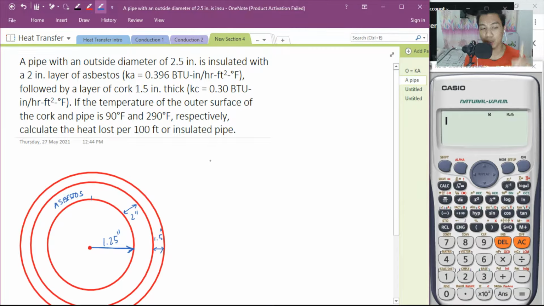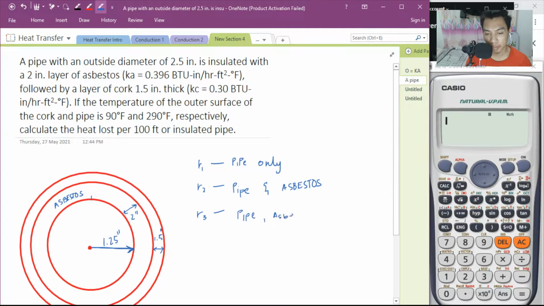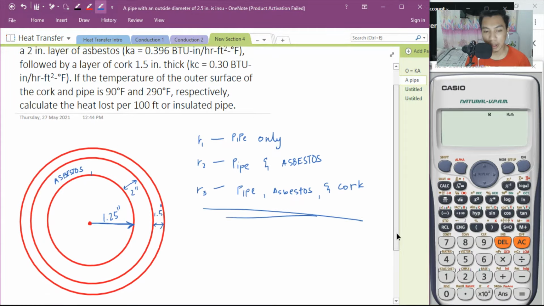So, ibig sabihin, meron kang 3 radius na meron dyan. Now, the first radius will be the radius of the pipe only. The second radius, yung R2, yung pipe and the asbestos. Yung R3, that is pipe, asbestos, and cork. Yan yung 3.